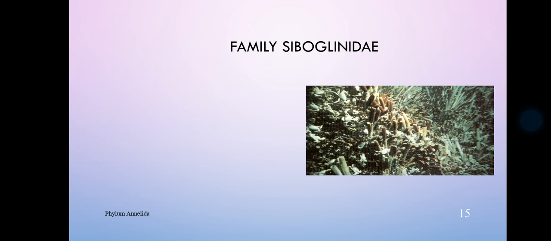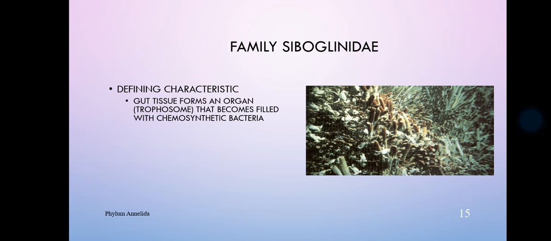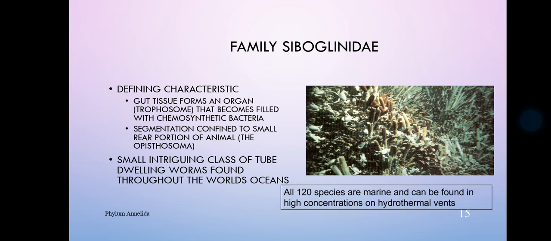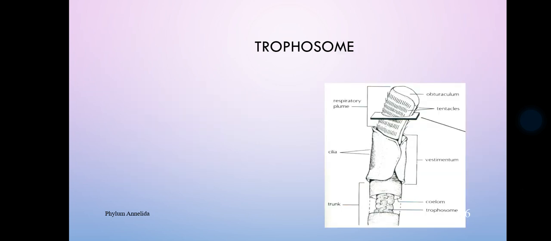Family Siboglinidae. Defining characteristics: gut tissue forms an organ, the trophosome, that becomes filled with chemosynthetic bacteria. Segmentation is confined to a small rear portion of the animal, the opisthosoma. A small intriguing class of tube dwelling worms found throughout the world's oceans. All 120 species are marine and can be found in high concentration on hydrothermal vents.